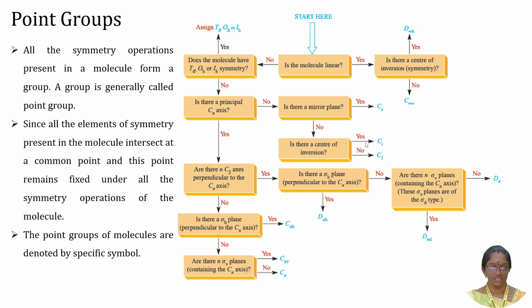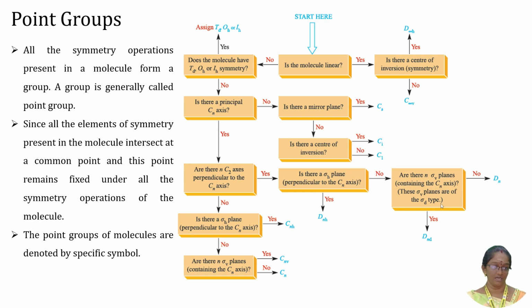Is there a principal Cn axis? Yes. Are there n C2 axes perpendicular to the Cn axis? Yes. Yes means we have to consider: is there a sigma h plane, that is, the plane perpendicular to the Cn axis? Yes means the molecule possesses the Dnh point group. No means we have to consider: are there n sigma v planes, the planes containing the Cn axis? If these sigma v planes are of the sigma d, that is dihedral, type, the molecule will possess the Dnd point group, or else it will possess only the Dn point group.